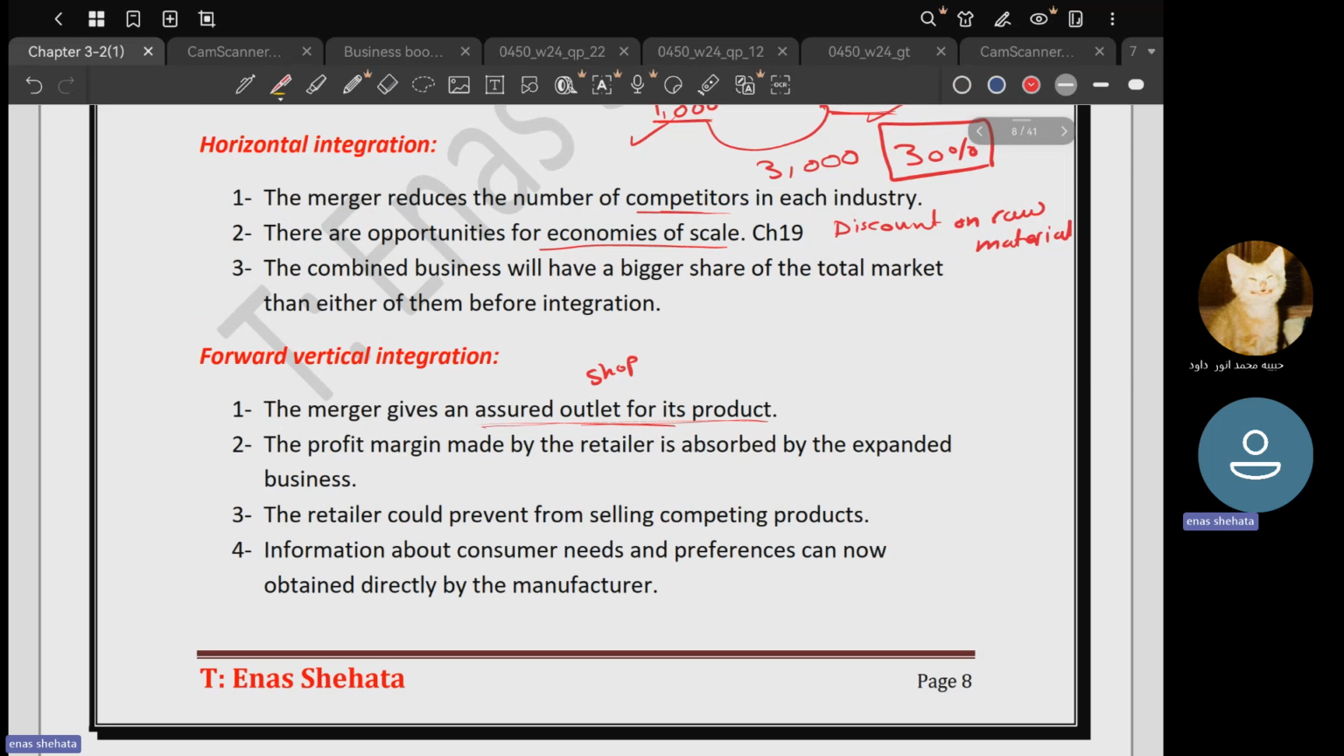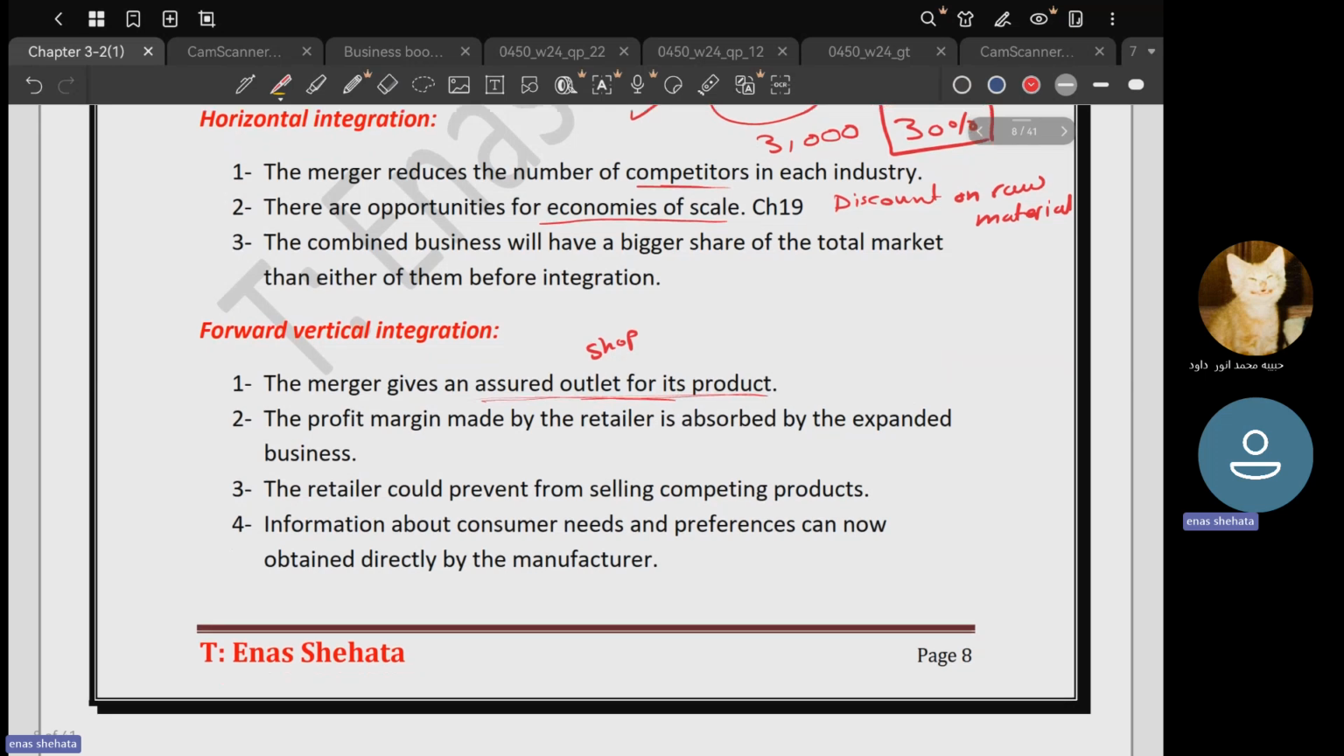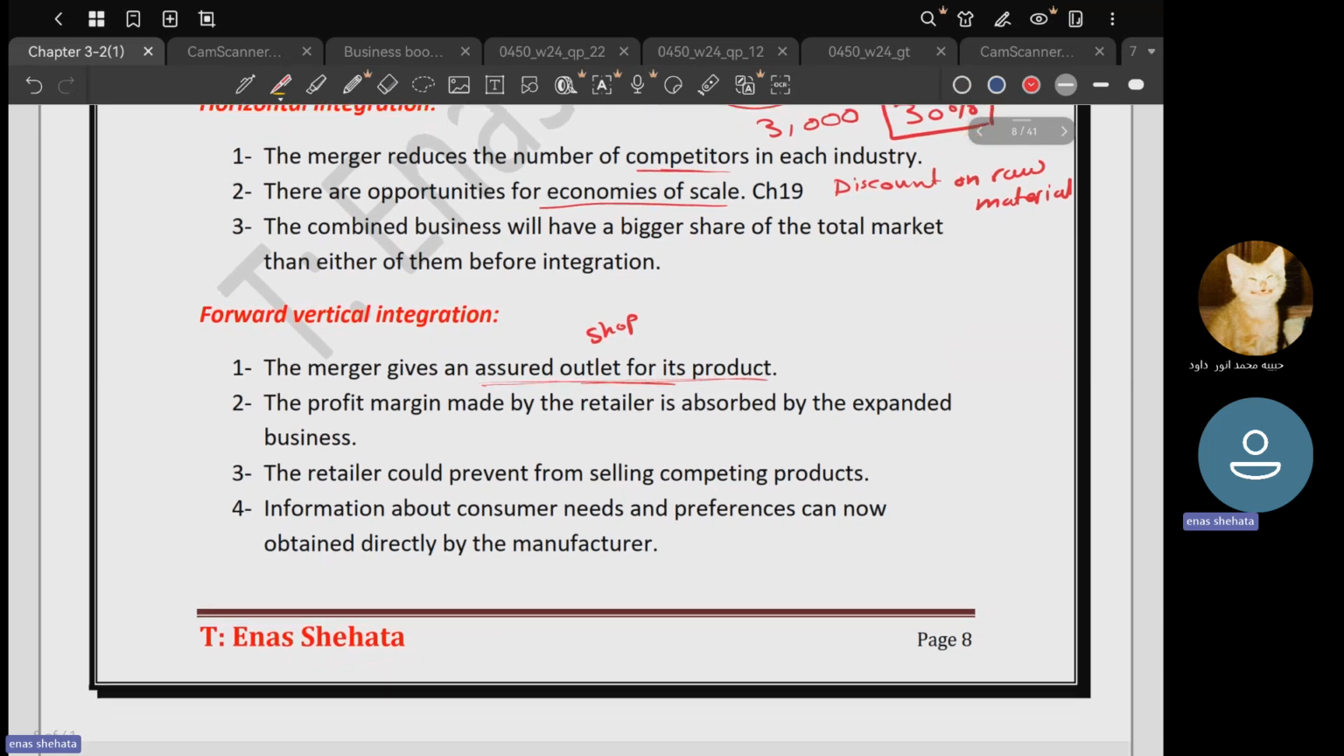The profit made by the retailer is absorbed by the expanded business. Who will take the profit that Panda will make? Me, the expanded business. So now, much more profit I can gain. The retailer could be prevented from selling competing products.